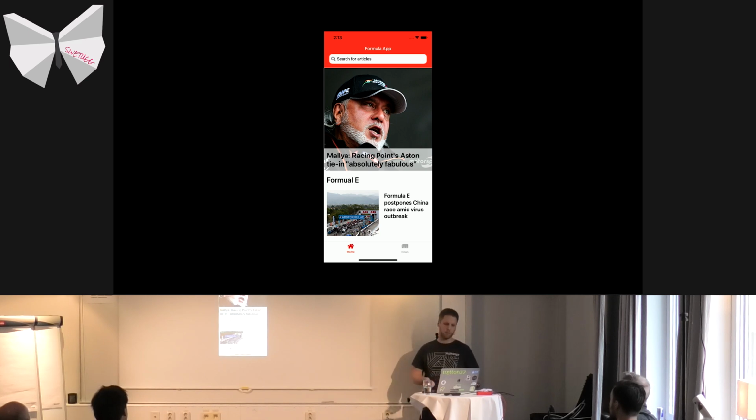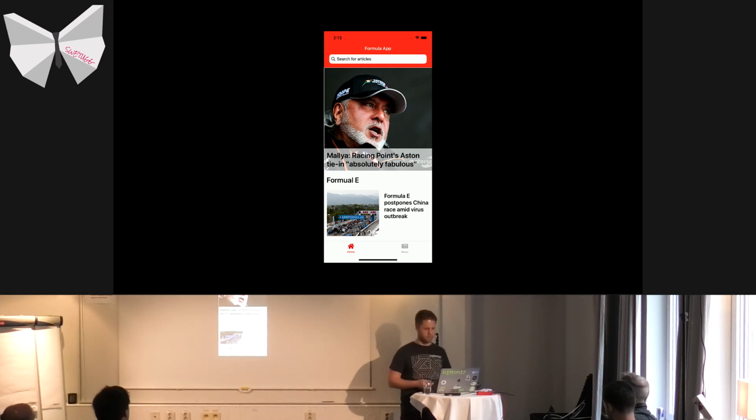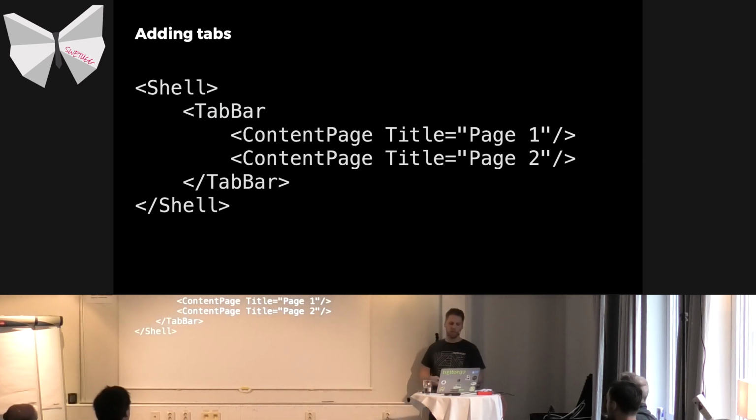You have tabs in the bottom, and this is from my sample app. You can find the code on GitHub, Hindrikes/formulaapp. So the only thing to achieve this is you add a new file. Instead of creating a main page, for example, and wrapping it in a navigation page and setting the main page of the app to that, you create a new class, XAML or C#, and set that as the main page of the app.